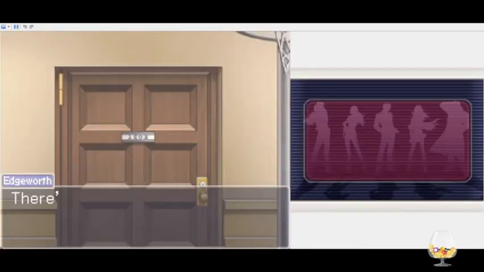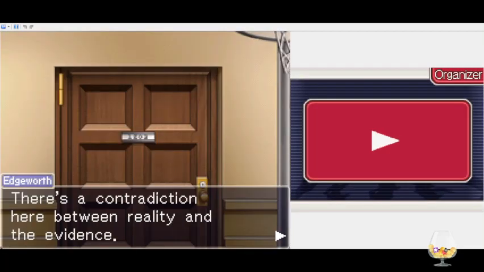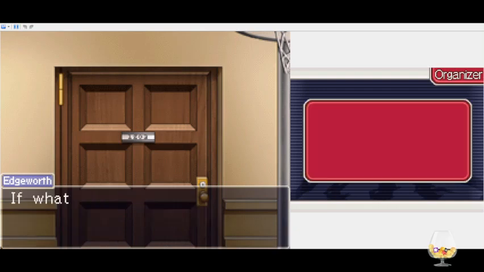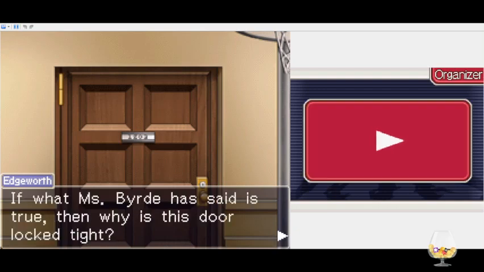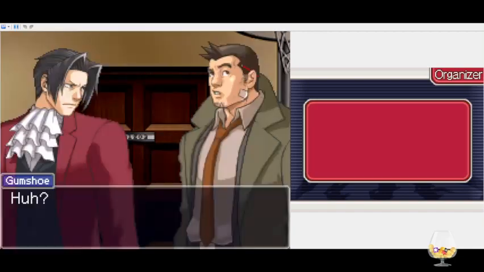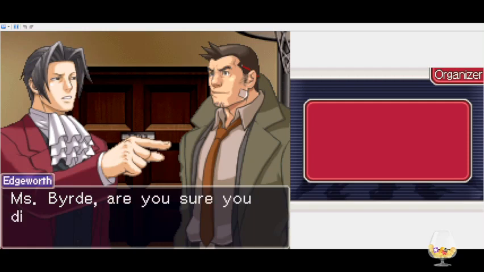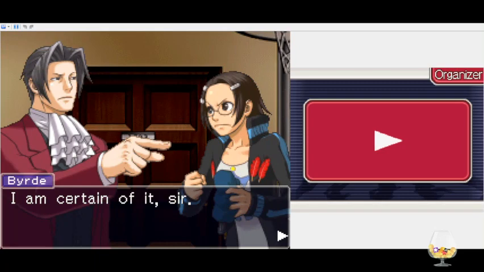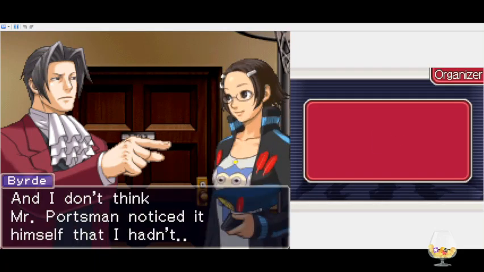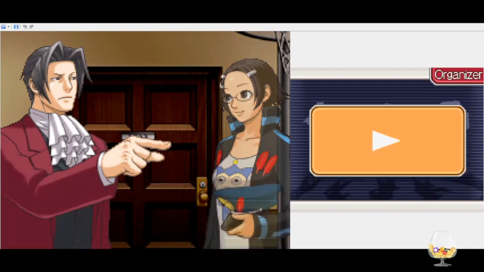Eureka! There's a contradiction here between reality and the evidence. If what Miss Bird has said is true, then why is this door locked tight? Huh? You know, you're right. Oh, after he stole the key, he came back. He must have realized his office wasn't locked, and he locked it then. Miss Bird, are you sure you didn't relock this door? I'm certain of it, sir. And I don't think Mr. Portsman noticed himself that I hadn't.